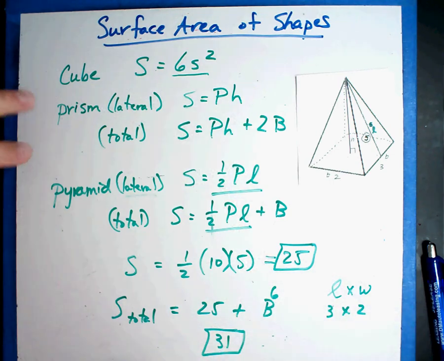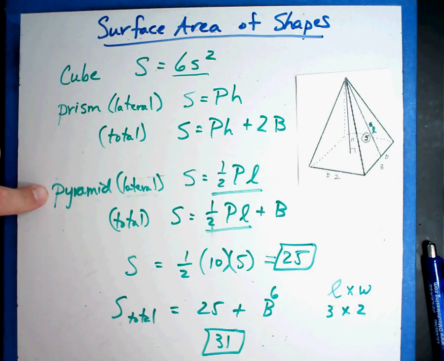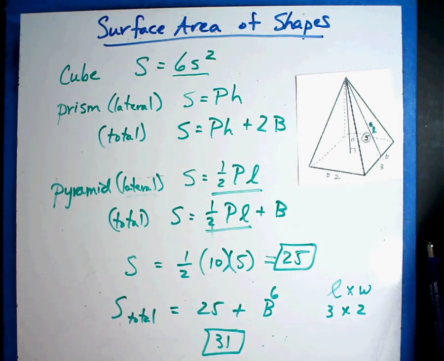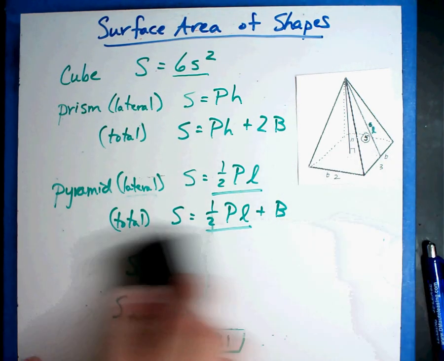So that's how you get prisms and pyramids. Again, if you got lost on how I did this, back the video up and go through it again and make sure you can get the numbers that I get. That's how you get surface area of a pyramid. Let's do one more.